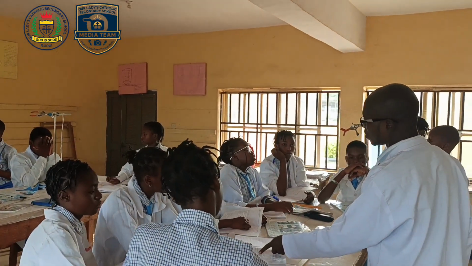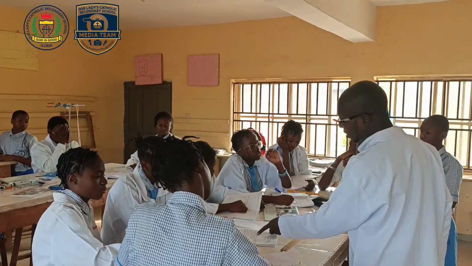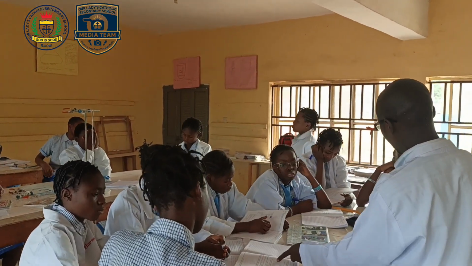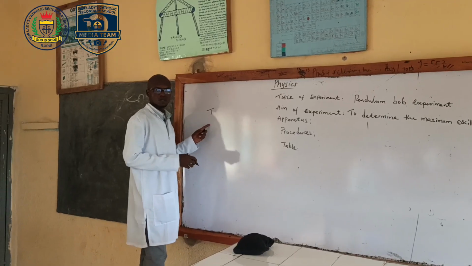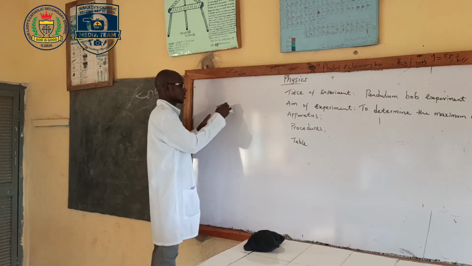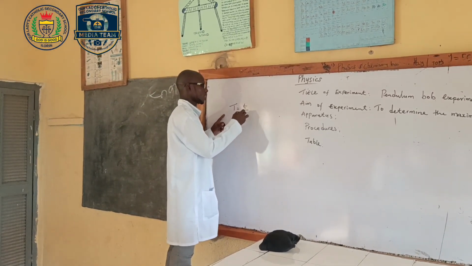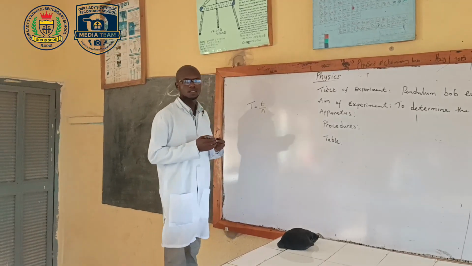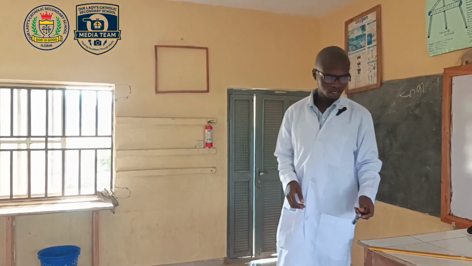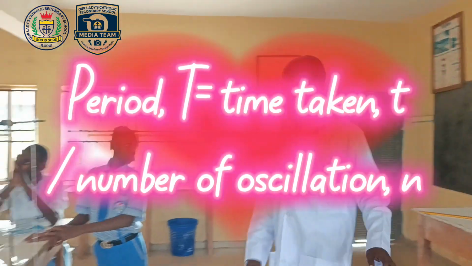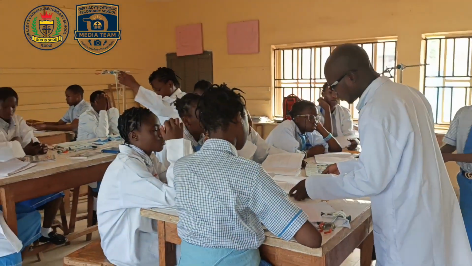How do we find period? Period is found by T equals t over n. That is how we find period. To find capital T, it is time taken over number of oscillations. Time taken over number of oscillations. That is how you find your T. Okay, so follow the instruction.